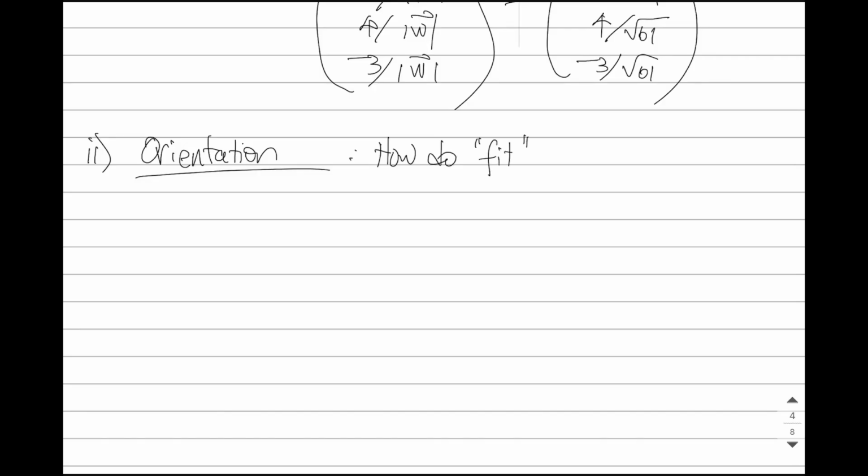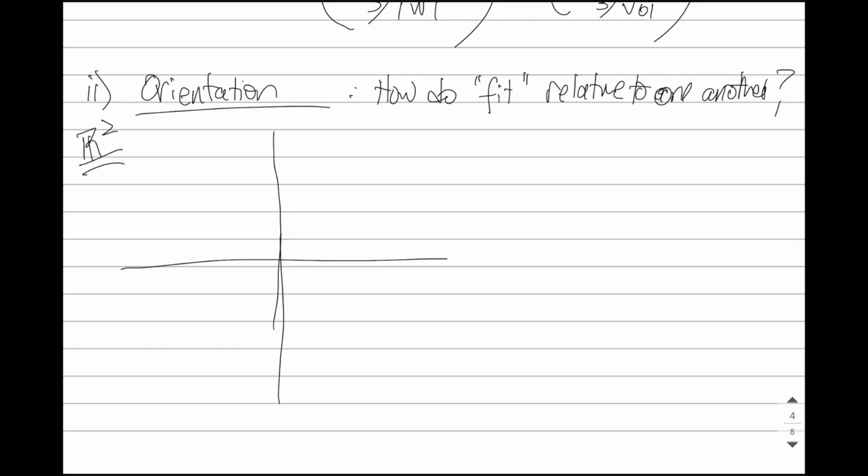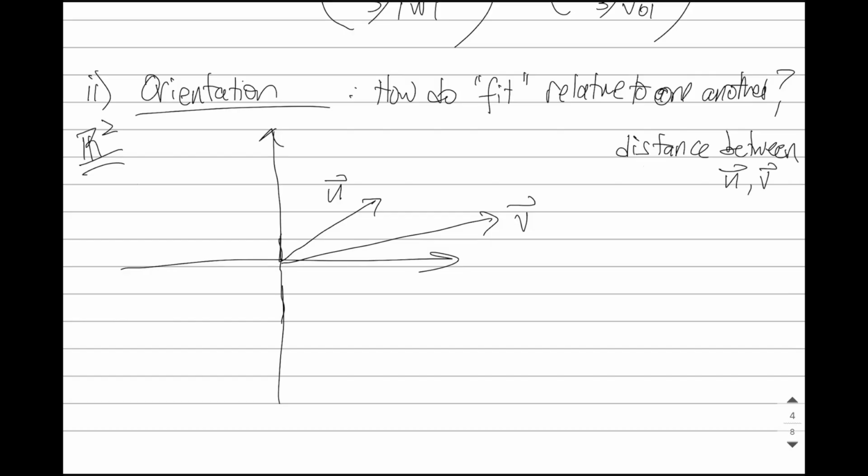Now I'm going to just start in R2 to illustrate everything. If I take standard coordinate axes, I'm going to take one vector u, and I'll take some other vector v. Things that mathematicians care about are what is the distance between u and v. You have to define what you mean by distance, but we'll say this length here, from the tip of one vector to the tip of another vector.